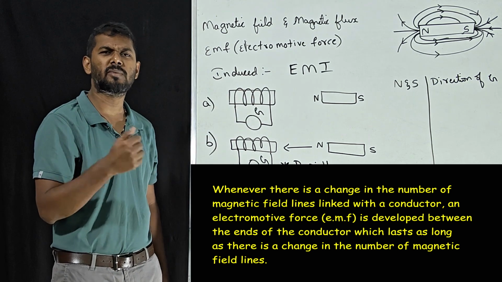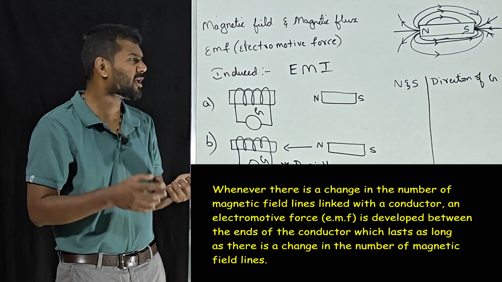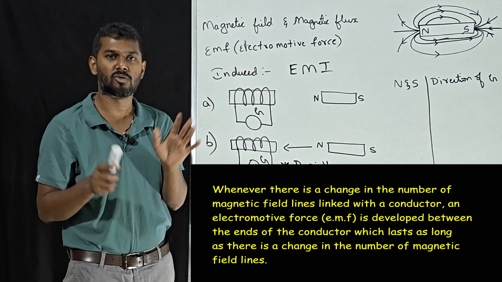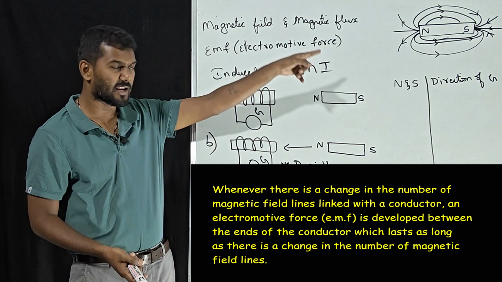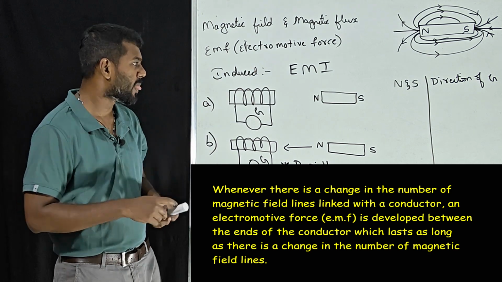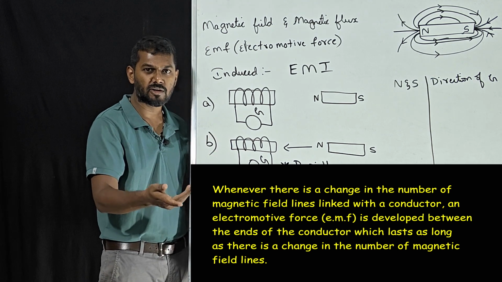So current or EMF will be induced only when there is a change in magnetic field lines. So what do you mean by changing magnetic field lines? Sometimes they'll use magnetic field lines, sometimes they'll use magnetic flux. The complete magnetic field lines are considered as magnetic flux. You need to understand it like this. How to define it in a different way?